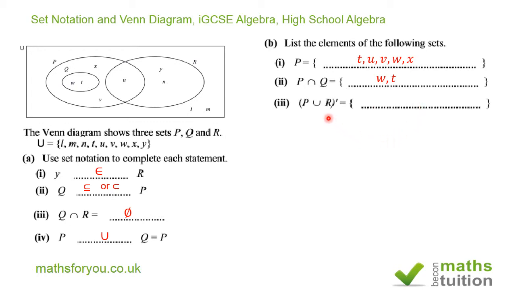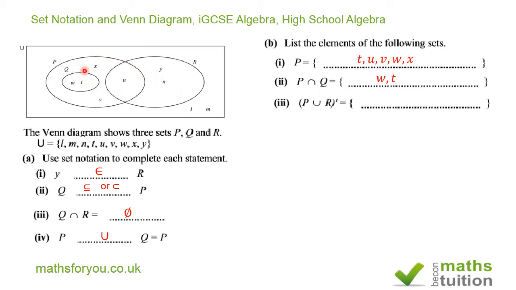The third one says P union R prime. So we want to find what's in P union R and then ignore those, and then write down what is not in P union R. That's what the prime means. We're trying to find what's not in P union R.